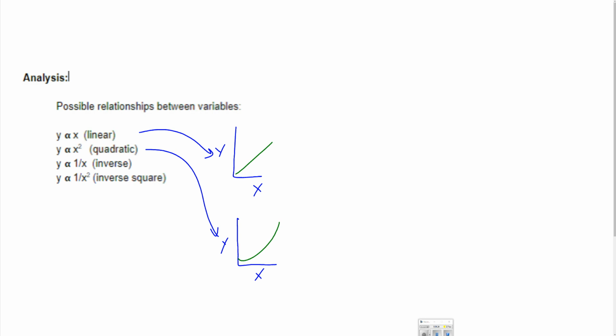If you get a graph that looks like this, then this could be an inverse relationship. In other words, it could be this one. Y is equal to 1 over x, or y is related to 1 over x. Or it could be y is related to 1 over x squared. It's pretty difficult to tell just by looking at it.